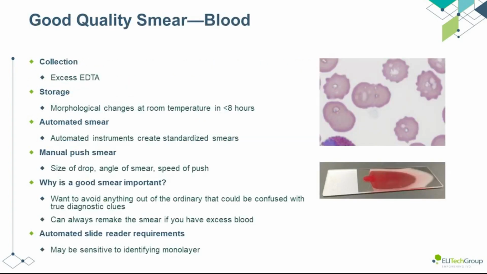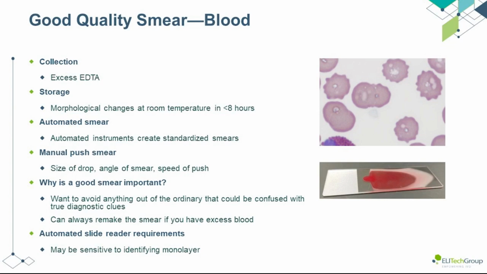Starting off with blood, one of the first potential pitfalls would be in the collection. If you don't collect enough blood in your EDTA tube, the concentration of EDTA per volume of blood is higher than normal and can lead to morphological artifacts under the microscope. In general, the time from collection to smear and staining should be minimized as much as possible.